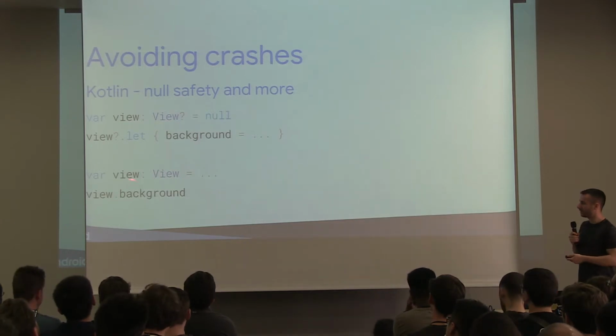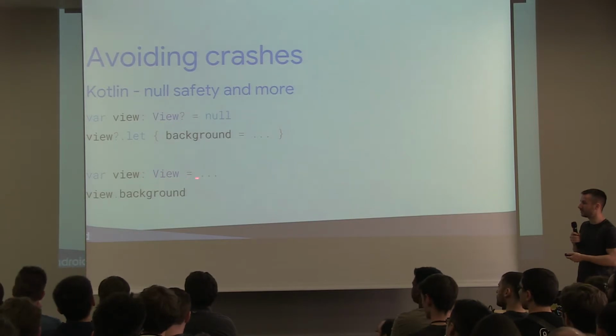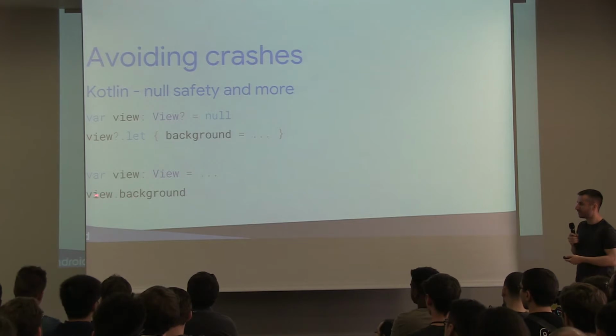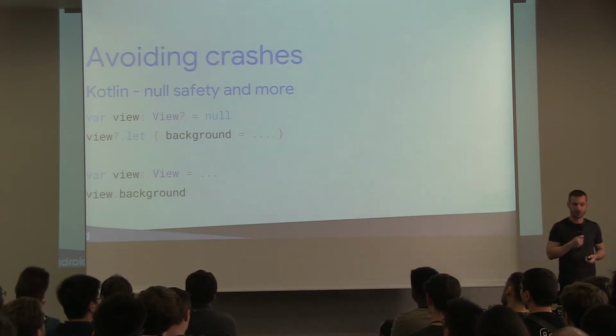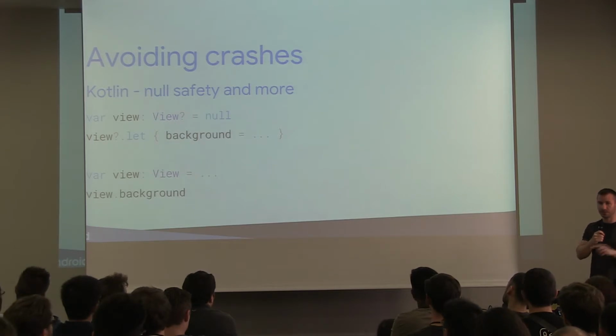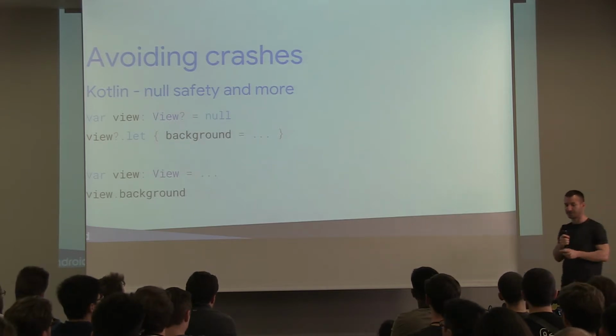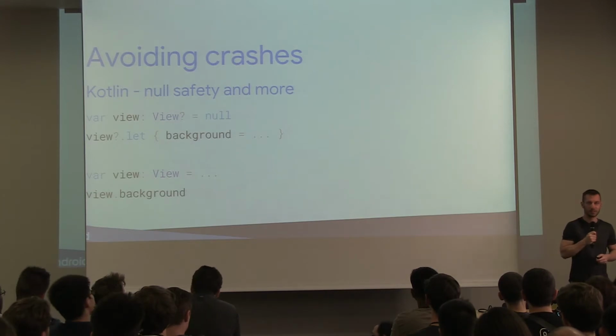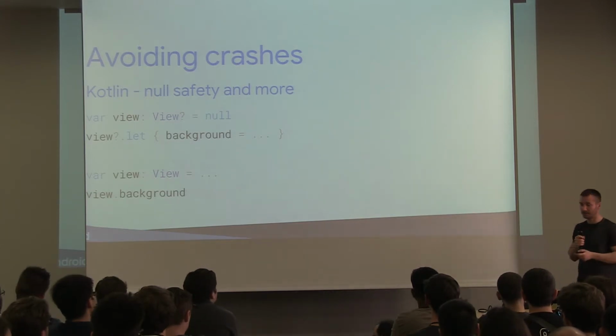And then similarly, if a view is not possible to be null, then you can be absolutely safe that when you call something like this with just a dot, that will not crash. So I really encourage you to try it. Kotlin is super interoperable with Java, so you can literally just start adding code in Kotlin to your apps if you haven't done so.